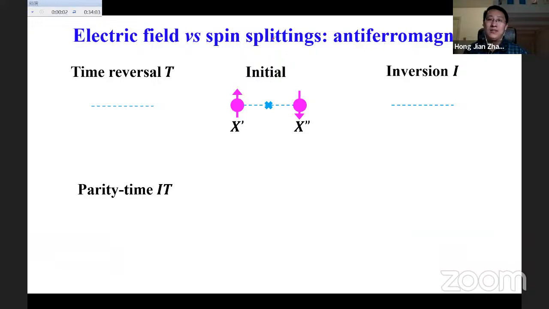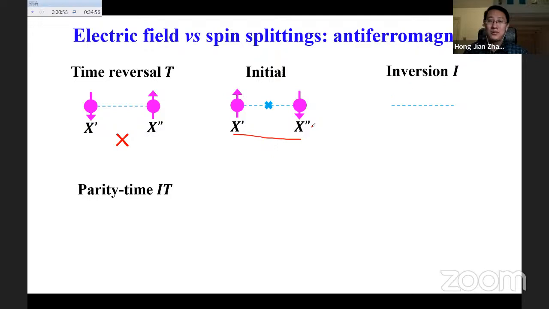Now we look at the electric field effect in the antiferromagnetic material. So we consider an antiferromagnetic material. This configuration contains X species, but here the X atoms contain magnetic moment. X prime has a magnetic moment pointing upward, while X double prime has a magnetic moment pointing downward. If we do time reversal, although it doesn't change the spatial position, it flips the magnetic moment. The moments on the X atoms remain in opposite directions, similarly for X double prime, it flipped. So this system has no time reversal.